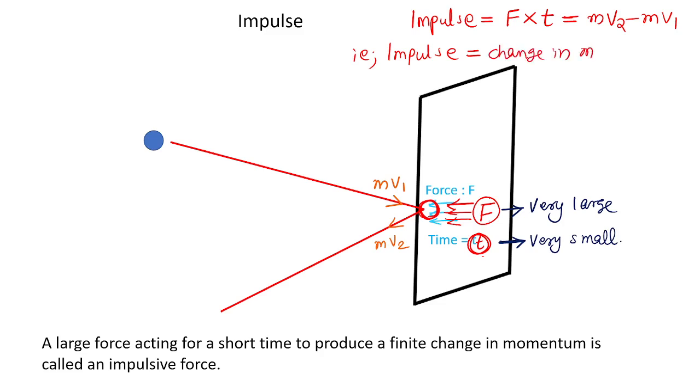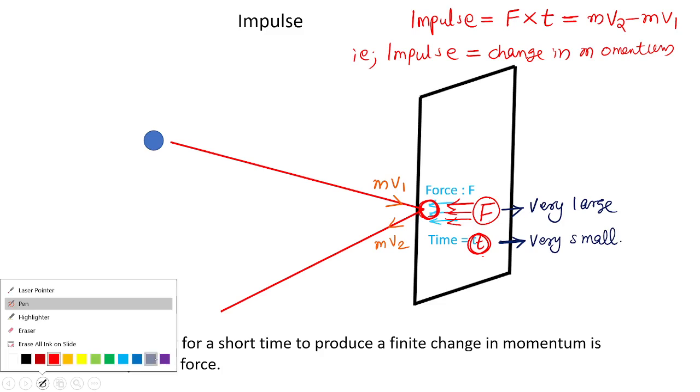Change in momentum: mv2 is the final momentum, mv1 is the initial momentum. Using this formula, in some questions we are able to find the time of contact, how long the ball is in contact with the wall. So in order to measure that quantity, I have introduced a new term, impulse. Impulse is F into T, which is equal to change in momentum.